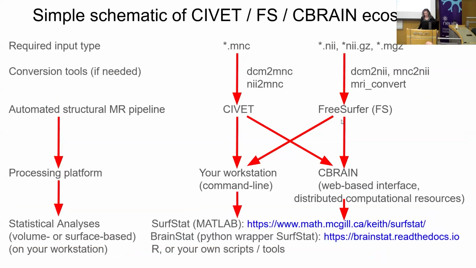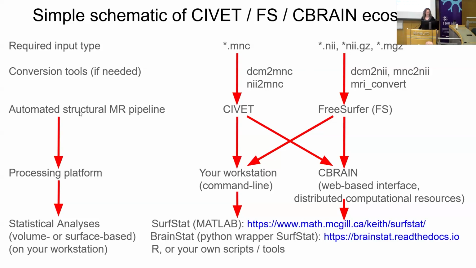I just want to show a simple schematic of what all these terms mean if you're not familiar with them, especially with CBRAIN, which I'm not going to spend a lot of time on because I know other people here are. But the required input type is a little bit different between CIVET and FreeSurfer. So CIVET takes MINC, and FreeSurfer takes NIfTI or MGZ. If you have the wrong file type, you can convert either on your own workstation if you know how, or some of these conversion tools are in CBRAIN, and you can use them there.